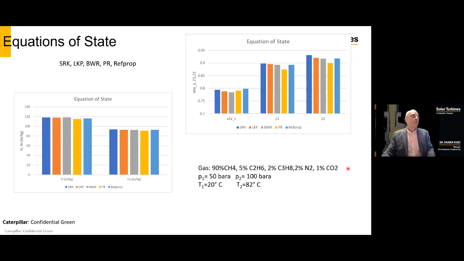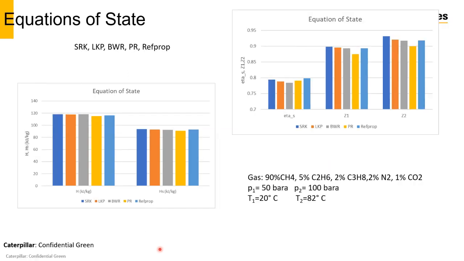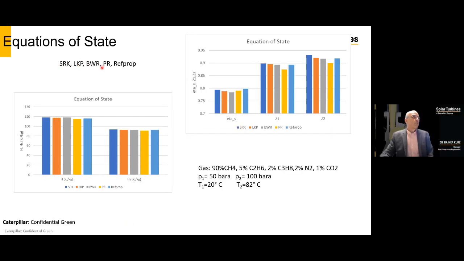Now, in the industry, there are a number of these equations of state in use. And so you may ask yourself, okay, what's the best one? So I just showed here a specific example with a certain gas composition, certain pressures and measured temperatures that I then enter into this equation of state, and I compare the results. So I've compared a Redlich-Kwong, a Lee-Kesler-Plöcker, Benedict-Webb-Rubin, Peng-Robinson equation of state, and as a reference, I use a program that's called RefProp. It was essentially created by NIST, and it's a very good reference.